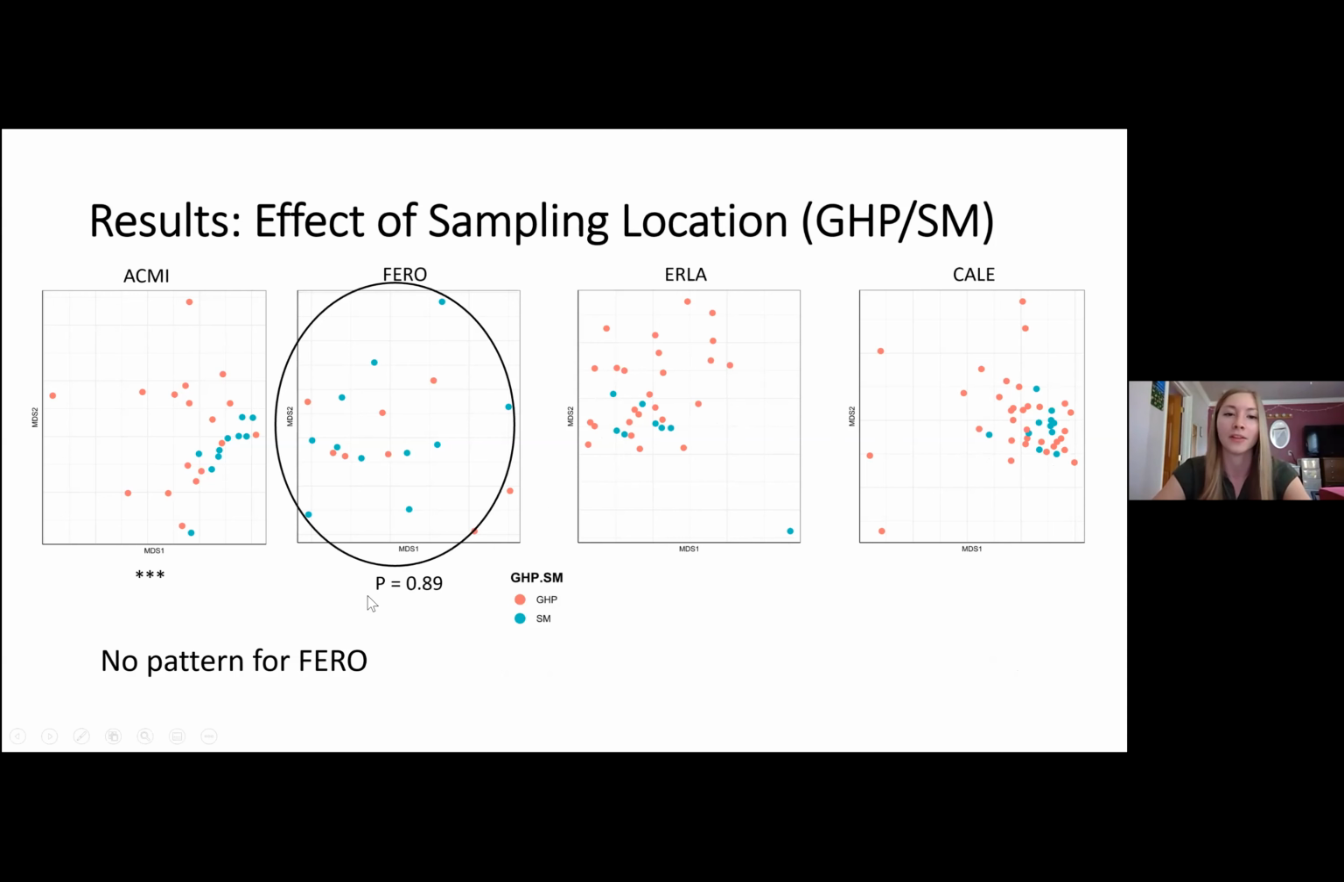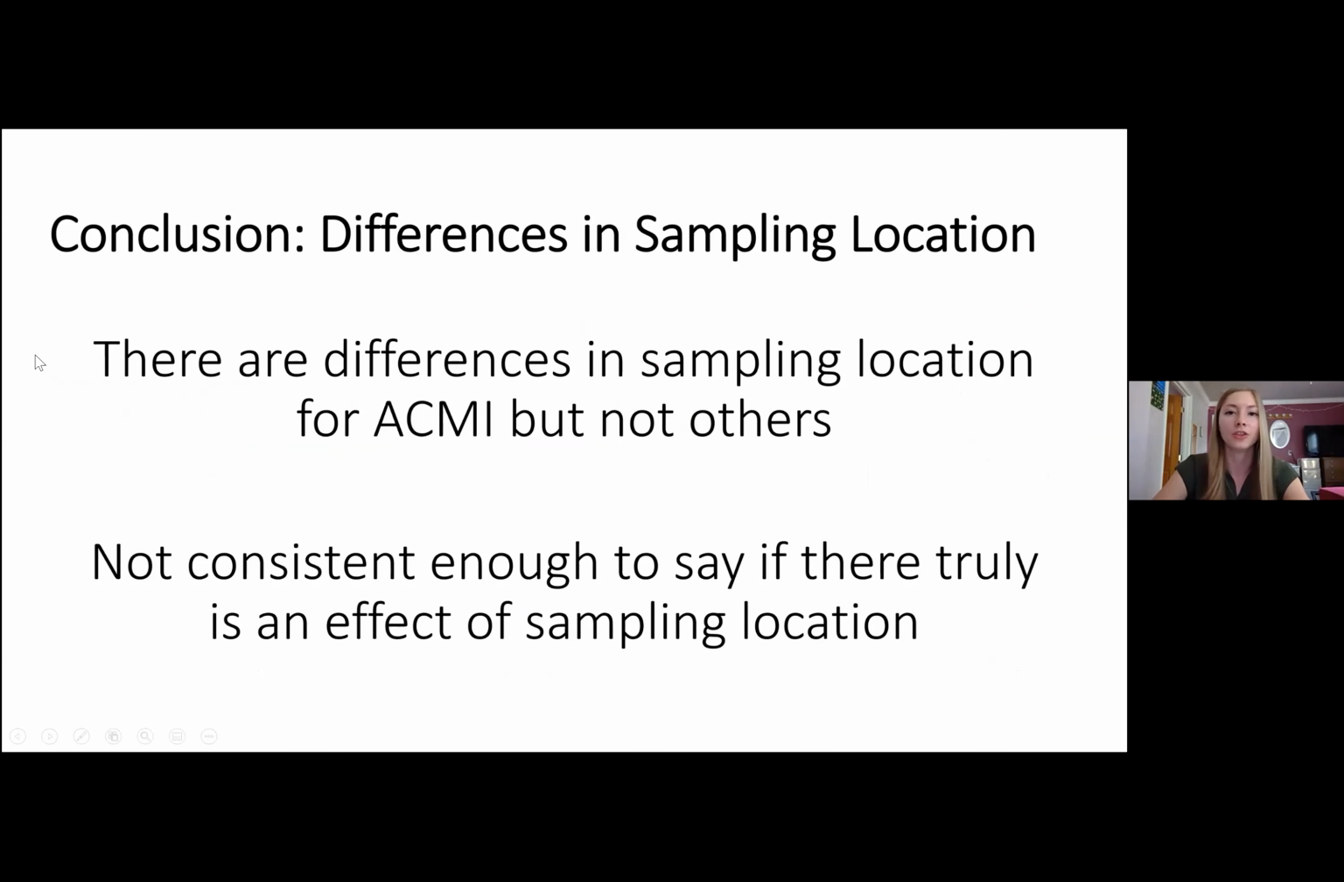For farrow, however, the p-value is very large, so there really is no pattern of bacterial OTU composition and site location. You can tell that the Glacial Heritage Preserve sites and the Smith Prairie sites are all intermixed here. So in conclusion, there are differences in sampling location for acme, but for none of the other 3 species that I tested. Therefore, my results are not consistent enough to say if there is truly an effect of sampling location on bacterial OTUs collected from the same plant species.